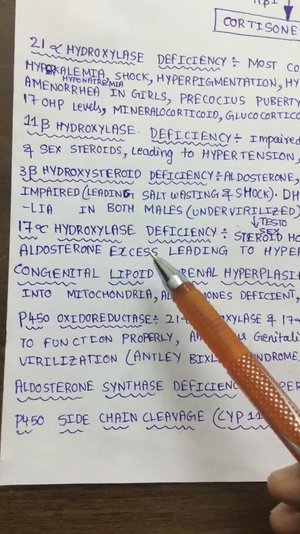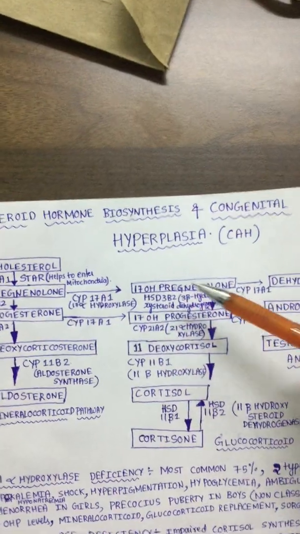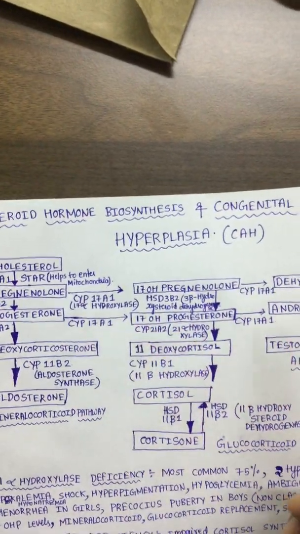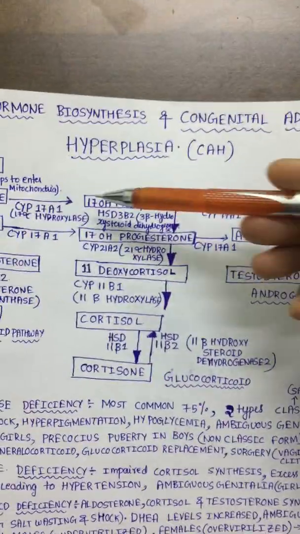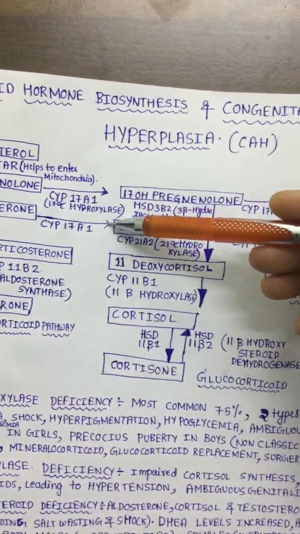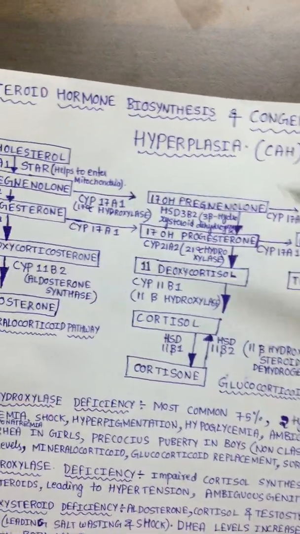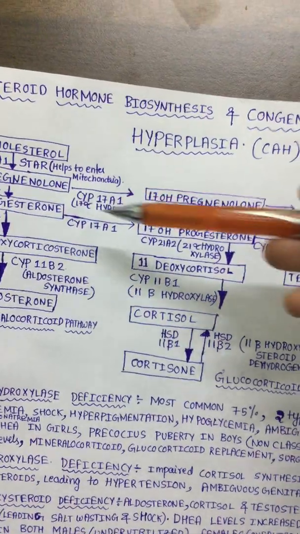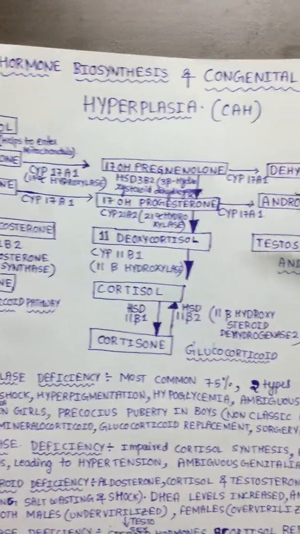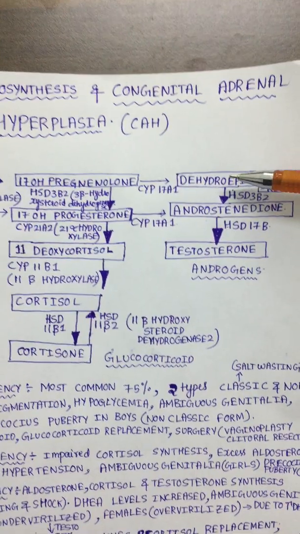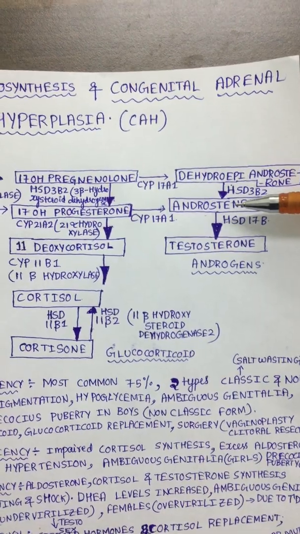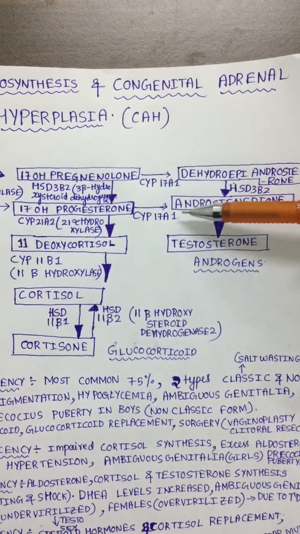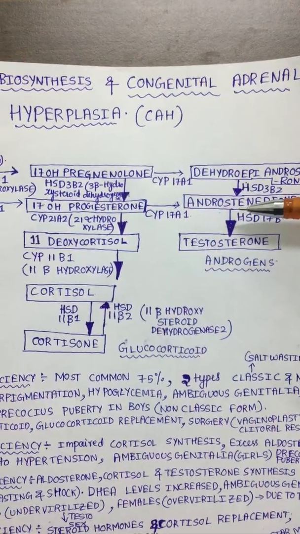And next is 17 alpha hydroxylase deficiency. 17 alpha hydroxylase, I have told you, is helpful in the first two horizontal pathways. See, 17 alpha hydroxylase here, and also here 17 alpha hydroxylase. So it is completely necessary for production of the horizontal pathway hormones. What are the first two horizontal pathway hormones? I already told you, androgens. So the androgen synthesis will be impaired in 17 alpha hydroxylase deficiency.